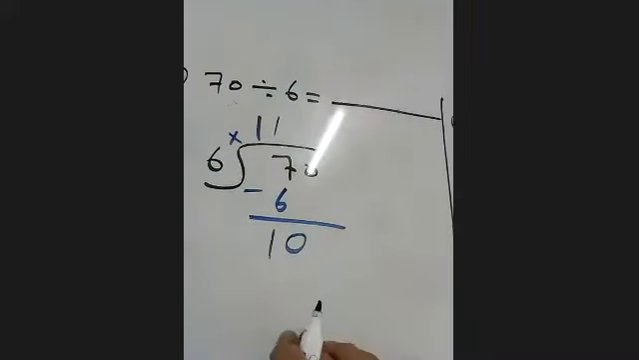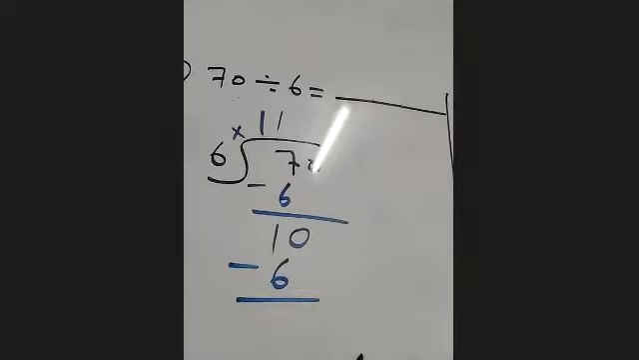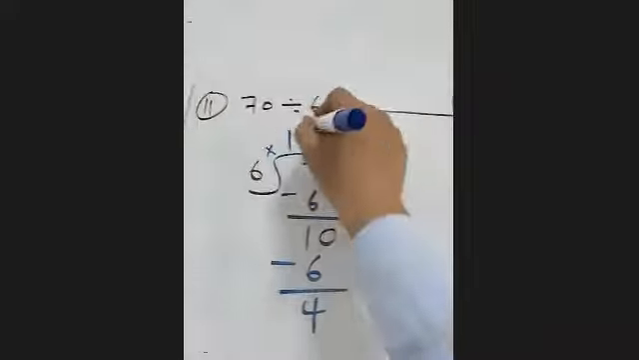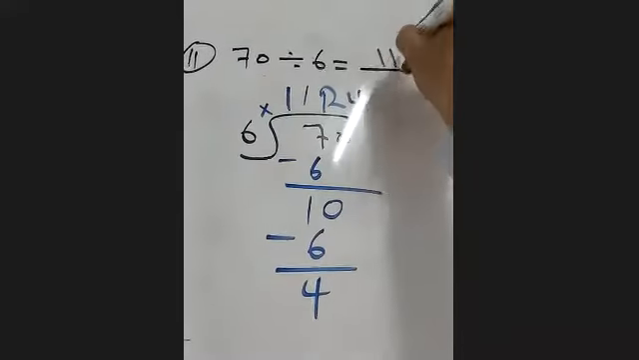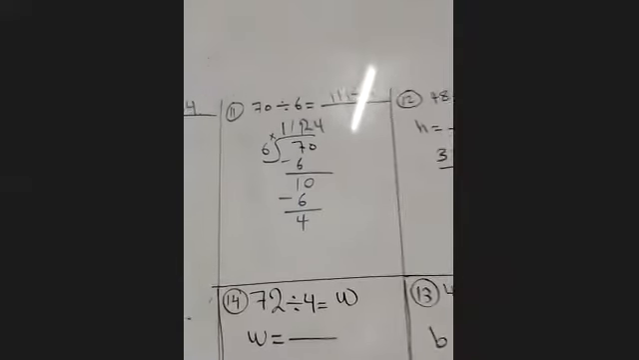1 times 6 is 6. 10 minus 6 is 4. So it is 11 remainder 4. So the answer is 11 remainder 4. Copy question 11, guys, please.